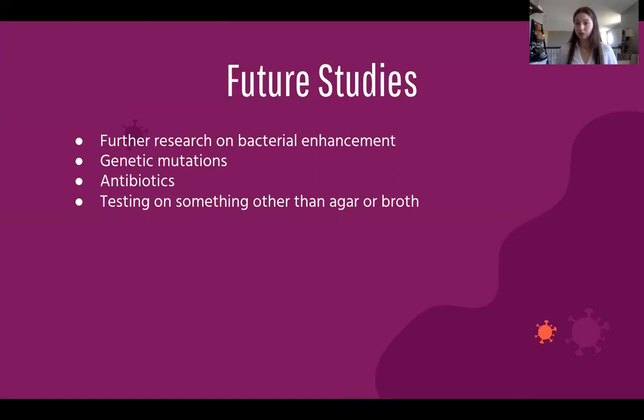For my skill level, this is the best I could do, but with further lab research and lab skills, my experiment could be done better than with agar and broth.